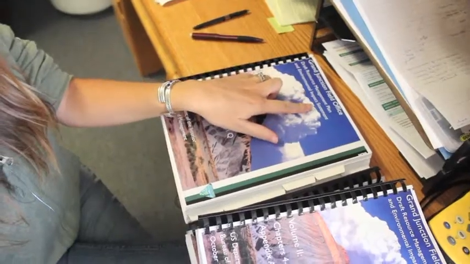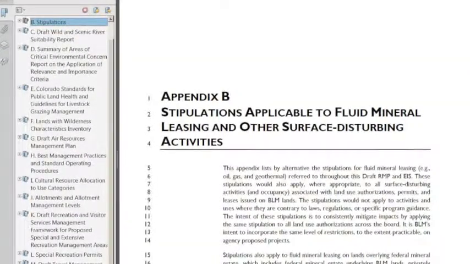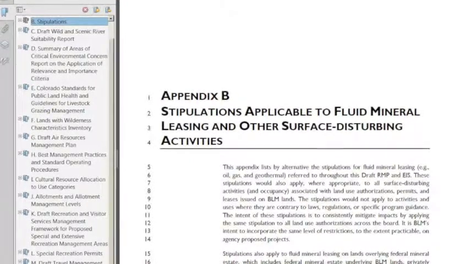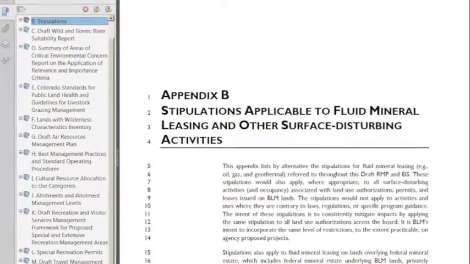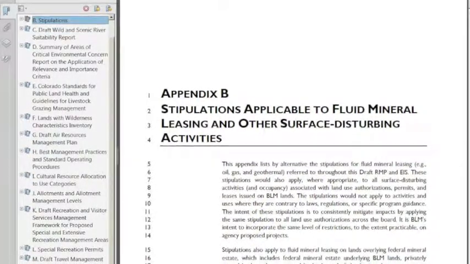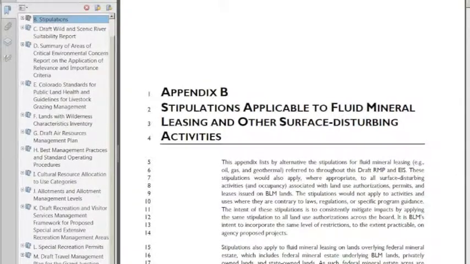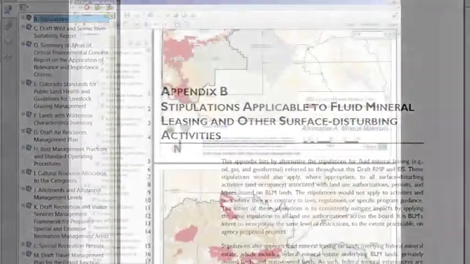may restrict development, you may want to be familiar with Volume 3, Appendix B, Stipulations applicable to fluid mineral leasing and other surface disturbing activities. These stipulations are designed to protect specific resources and include criteria for exception, waivers, and modification to the stipulations.